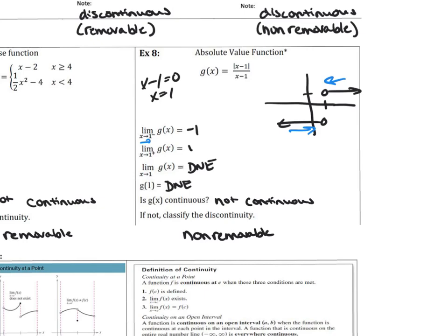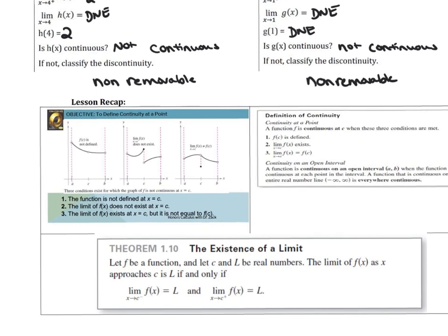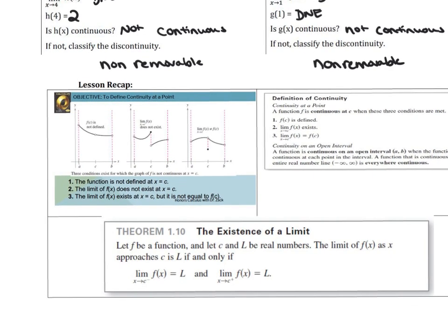So just as a quick recap, there are 3 ways that we break continuity: if the function is not defined at c, if the limit doesn't exist at c, or if the limit exists but is not equal to f of c.